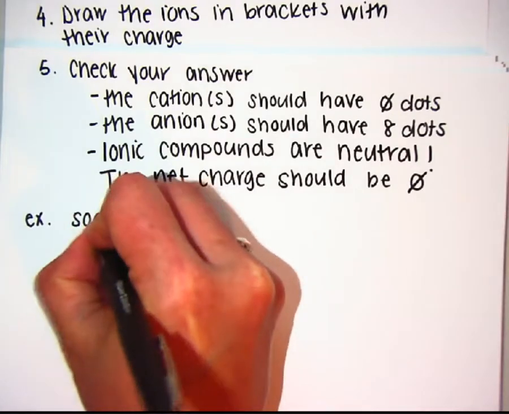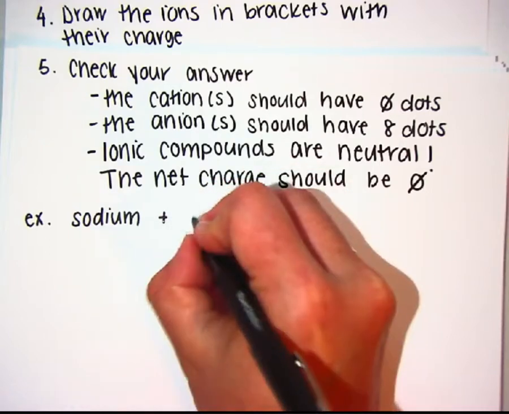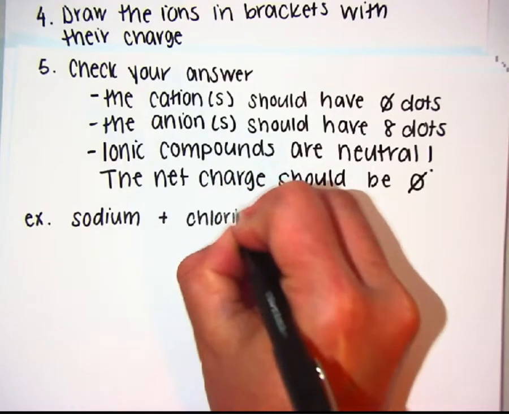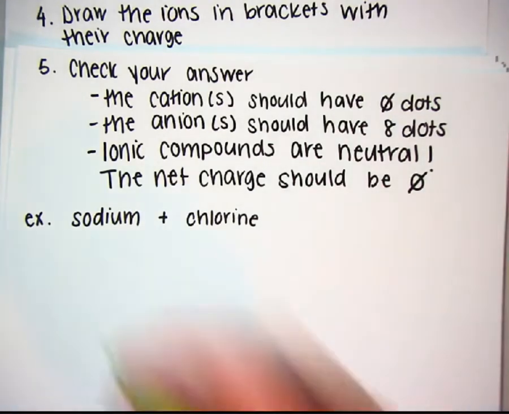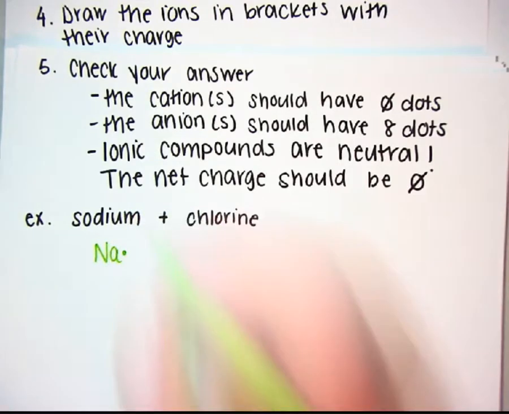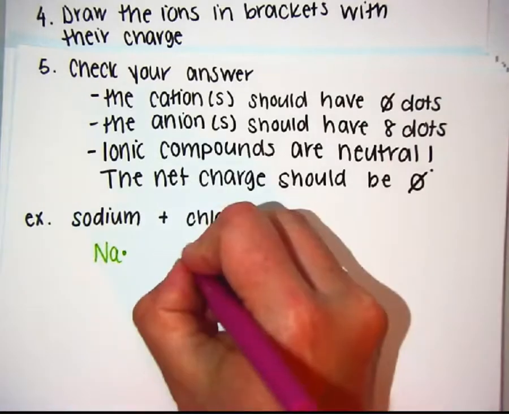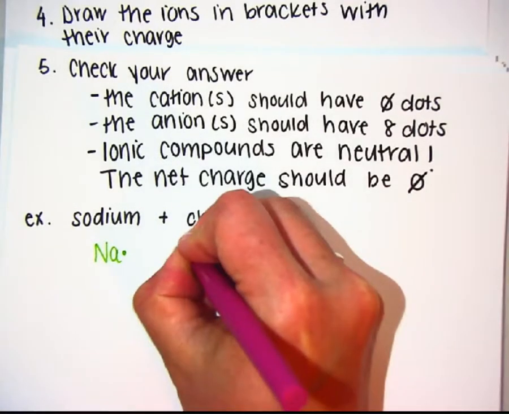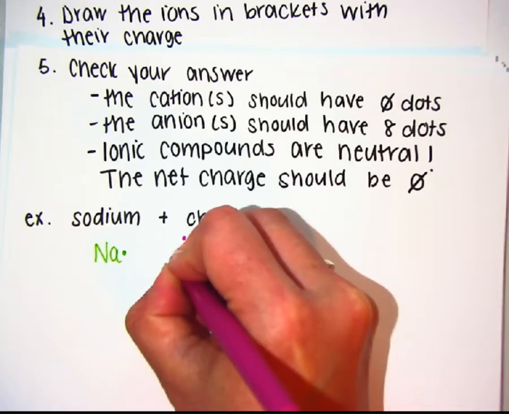Up first, sodium plus chlorine. So step 1, draw the Lewis dot diagram for each element. Sodium is in group 1, it has 1 valence electron. Chlorine is in group 7, it has 7 valence electrons.